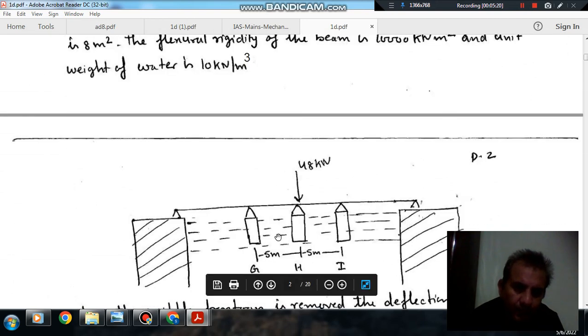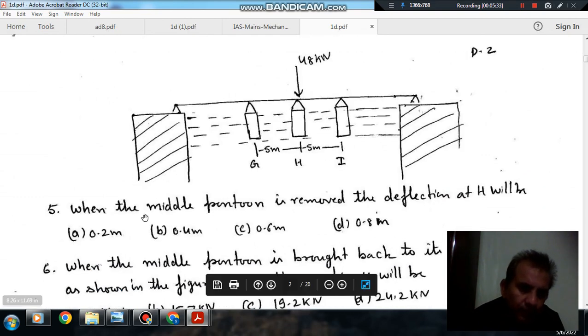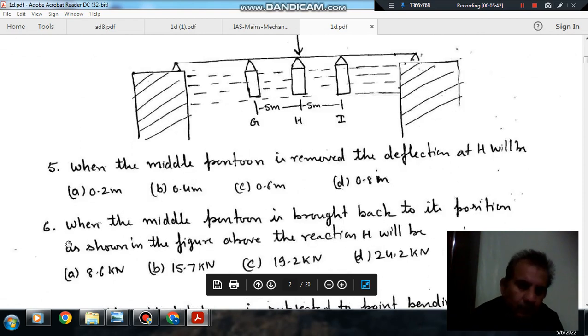So this is your beam GHI, and it is supported by 3 pontoons and loaded with a 40 kilonewton reaction. Here there is water, and the unit weight of water is 10 kilonewton per meter cube. Question number 5: when the middle pontoon is removed, the deflection at H will be option A 0.2 meter, option B 0.4 meter, option C 0.6 meter, and option D 0.8 meter.